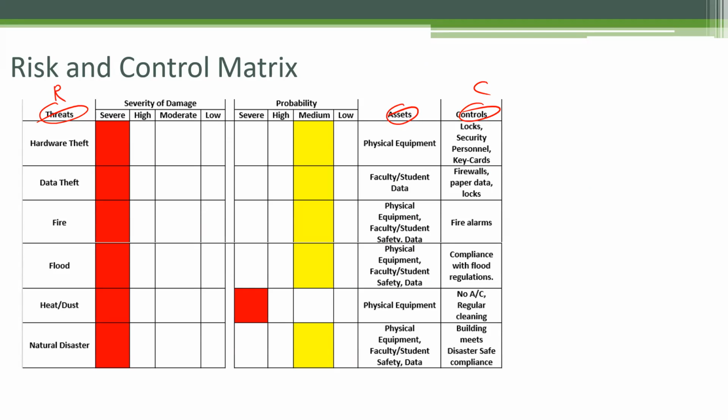Okay, so this is your risk and control matrix, or your RCM, just a common term for it. Very simple model to create what you're trying to do. Here you'll list out, let's say, your assets: physical equipment, data, faculty and student data. Maybe be a little bit more specific than this, and so on.